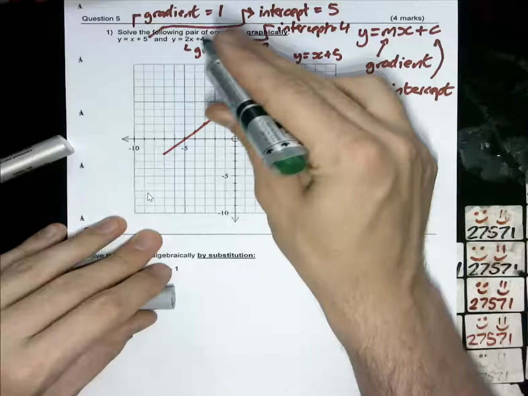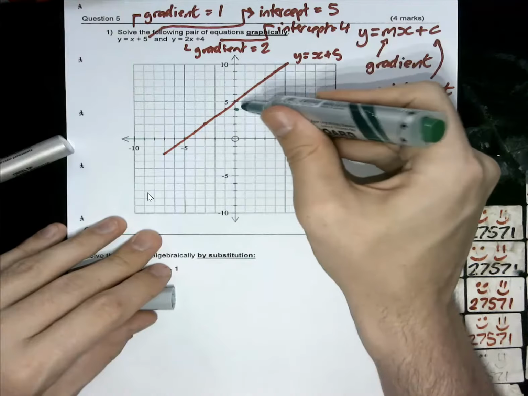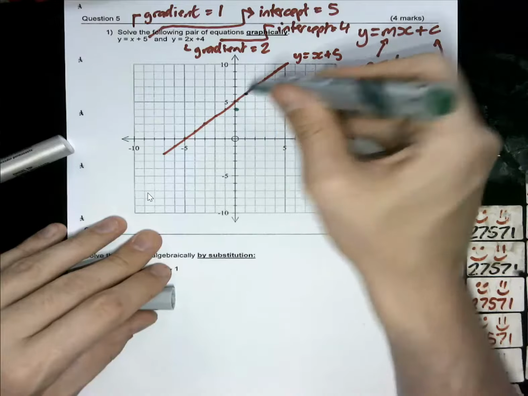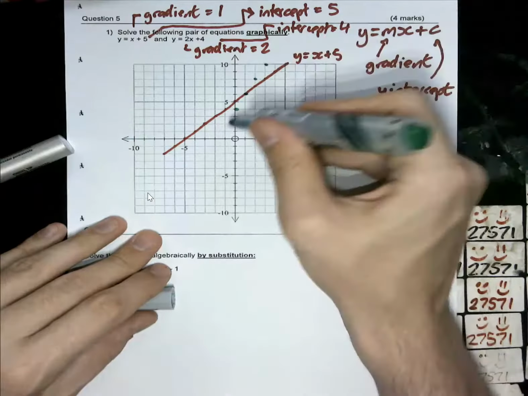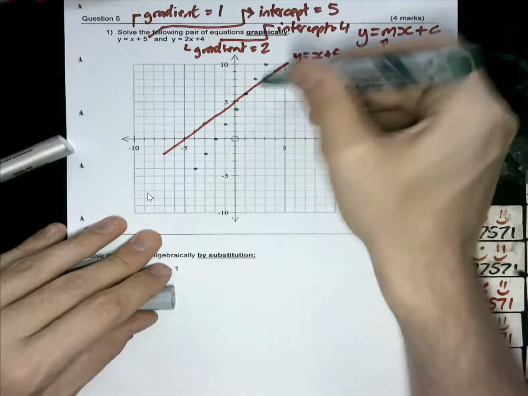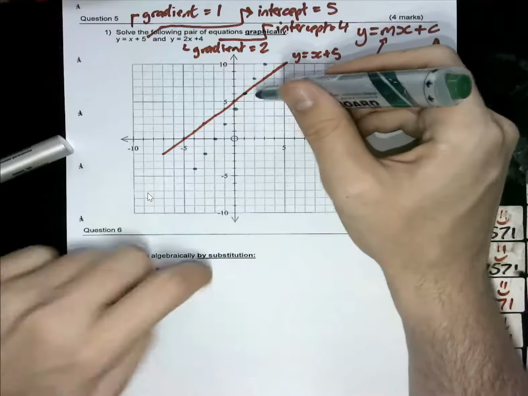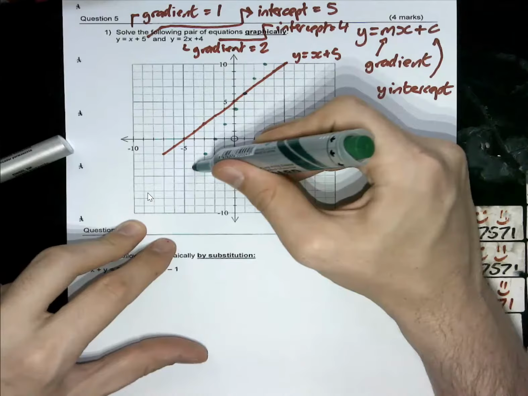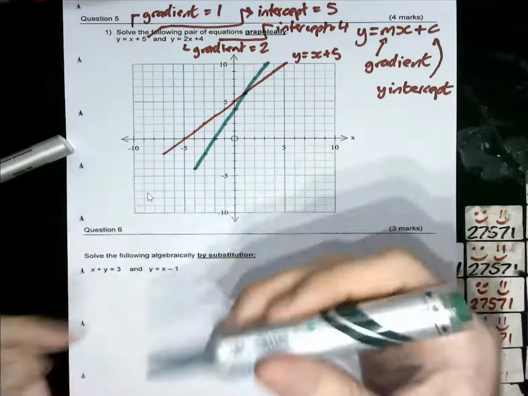Now if your gradient is 2, it means for every 1 square you go across, your line is going to go up by 2. So across 1, up 2, across 1, up 2. Again, gradient is given by rise over run. So if it's going up 2 and across 1, that's going to be 2 divided by 1, which gives you 2. So across 1 and up 2 if your gradient is 2. Connect those up.